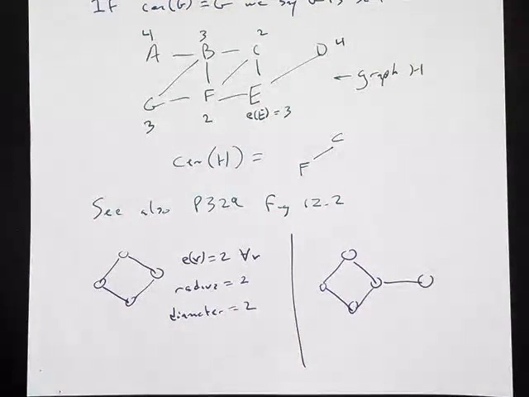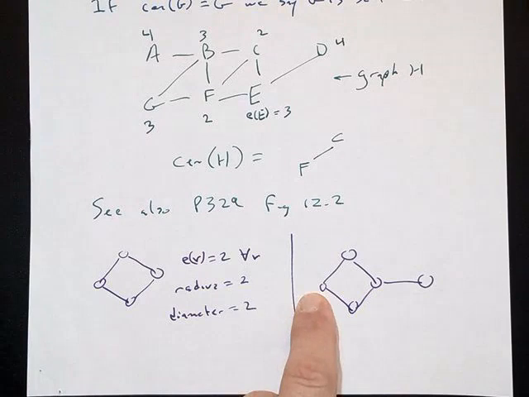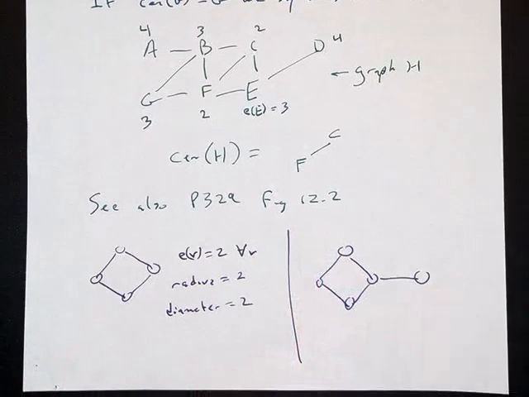Please label each vertex with its eccentricity. Three. So the radius is 2 and the diameter is 3.